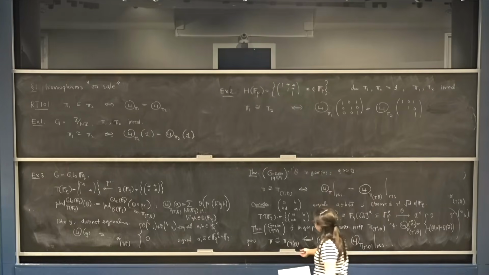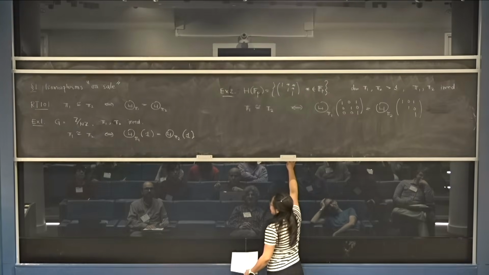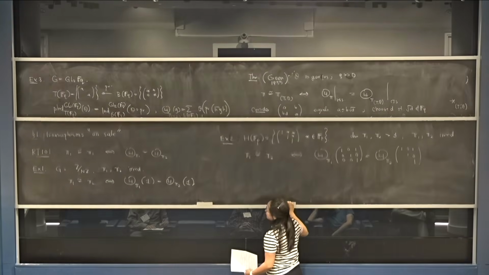Yeah, there's an analog in characteristic 2, yes. Oh, it's so shiny.